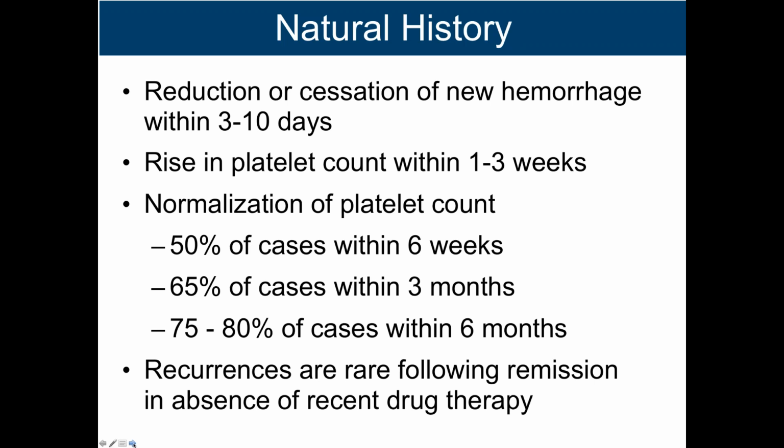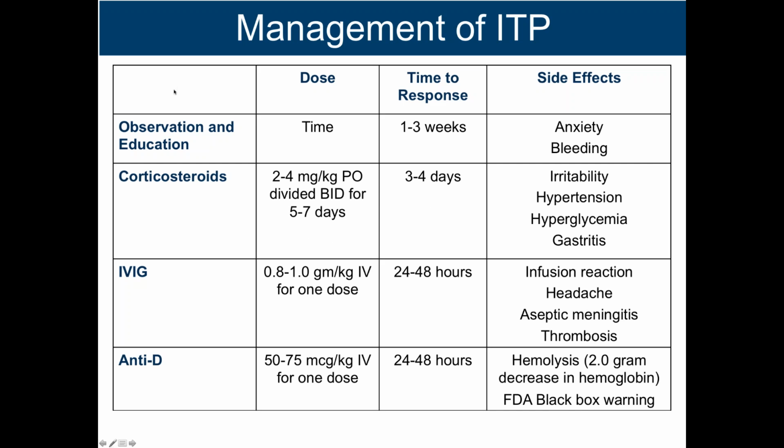So if we were to put this all in a summary table, what we know is that for observation and education, the dose is simply time, and the time to response is generally about 1 to 3 weeks. I throw in side effects such as anxiety. I think we have to gauge our families. Are they going to be comfortable at home watching their child? And then also, as I'll touch on in the next few slides, what's our risk of not treating this child, even though they're not bleeding now, with development of subsequent bleeding?